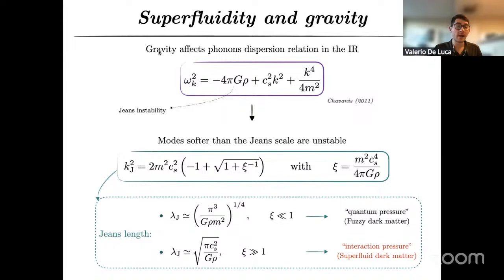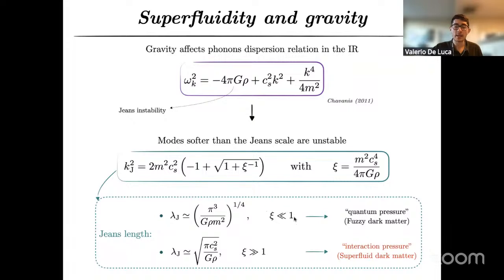In particular, when gravity is present, the relation is going to be affected by a contribution which is proportional to the density rho of the fluid under consideration, and which in principle may induce Jeans instability, similar to what happens when you study large-scale structures. So all modes which are softer than the Jeans scale may actually be unstable. And we can introduce an effective coupling psi, which depends on the strength of the self-interactions, so that two different regimes will be highlighted.